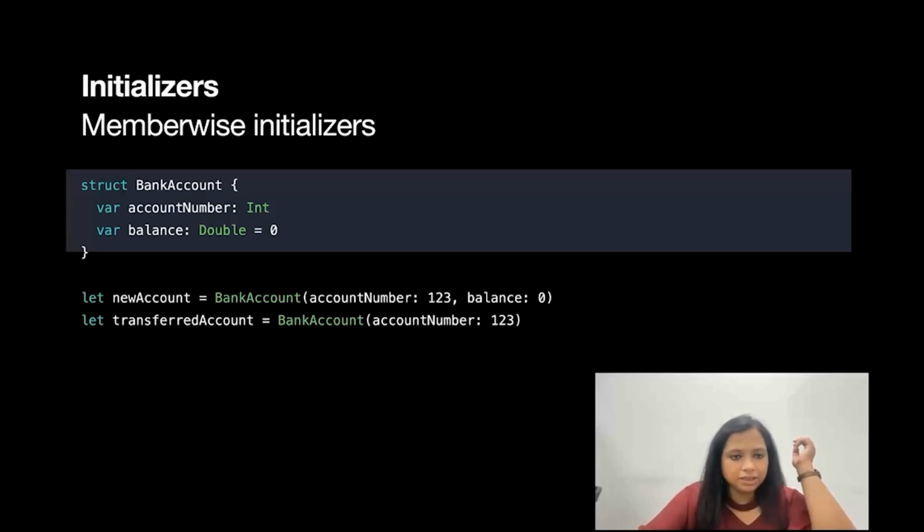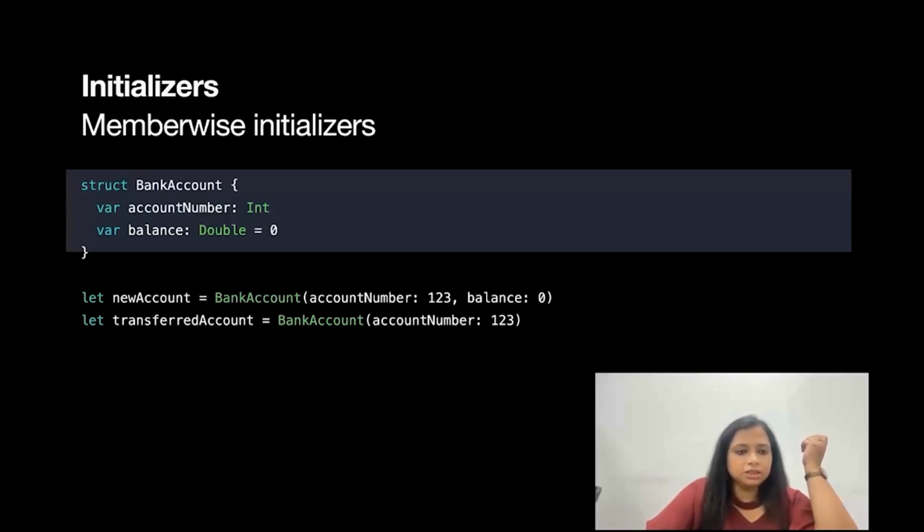What will happen is, if for example, some person has just created an account, the initial balance of that particular person's account will always be 0, right? So that is why the balance of this particular structure, the default value has already been set for it.